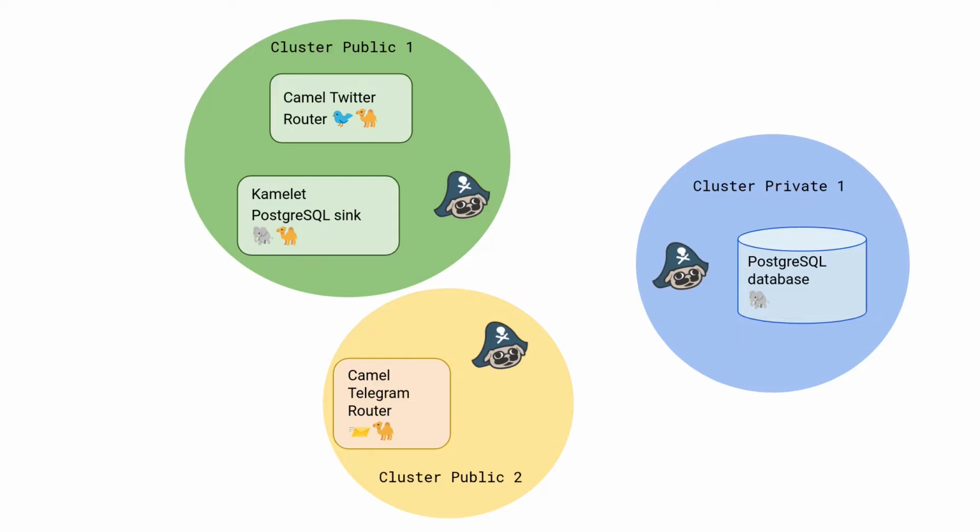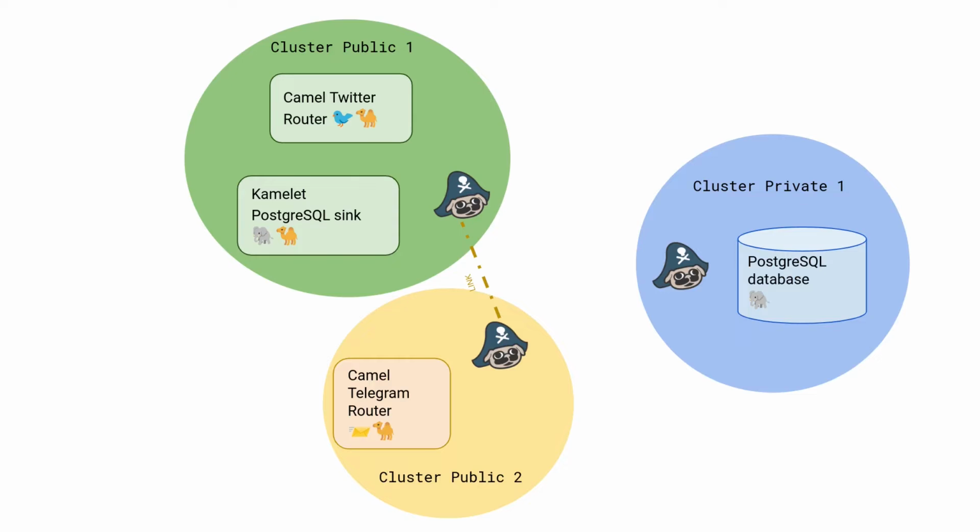In this demonstration, we are going to work with three clusters, two of them public and one of them private. The public clusters will have some common integrations with Twitter, PostgreSQL, and Telegram. The private cluster will have the database. Three different instances of Skupper will be running, one on each cluster.